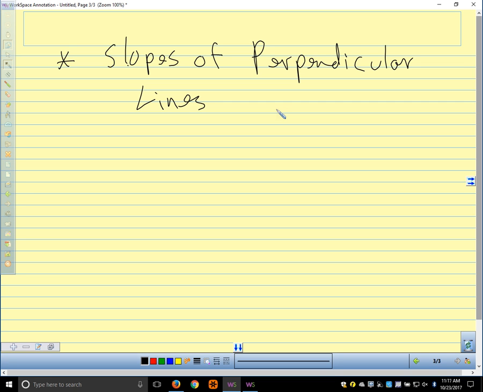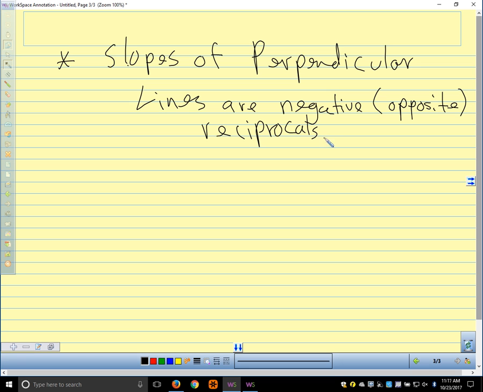Anybody remember how the slopes of perpendicular lines are related? Slopes of perpendicular lines are negative or opposite reciprocals. And what we mean by negative or opposite reciprocals.